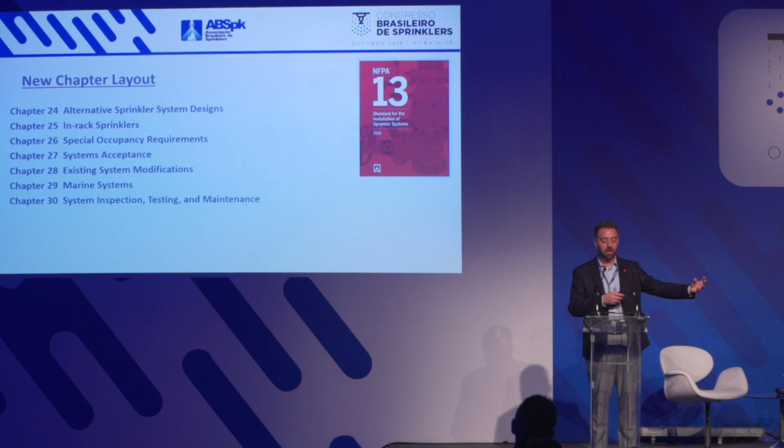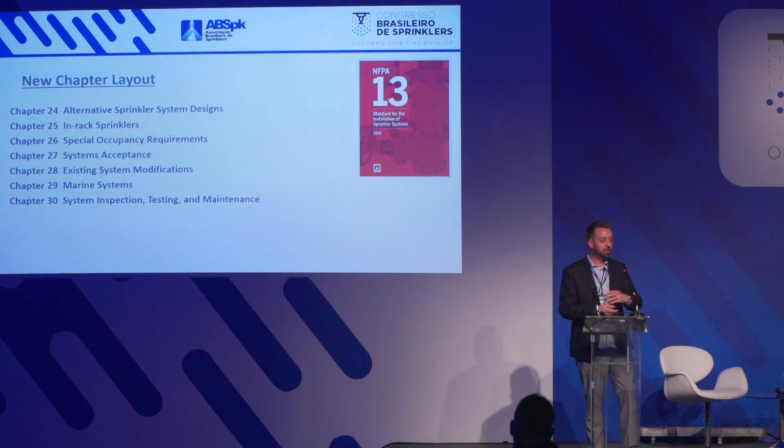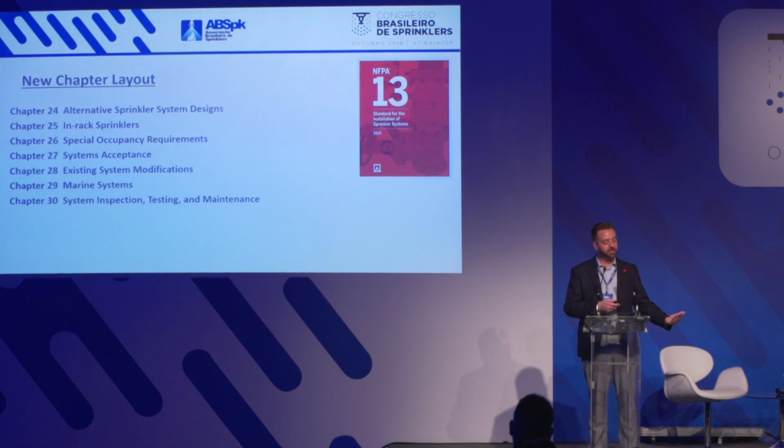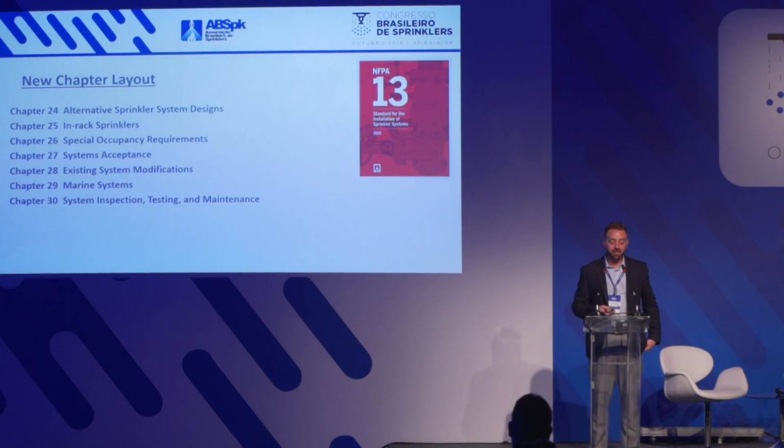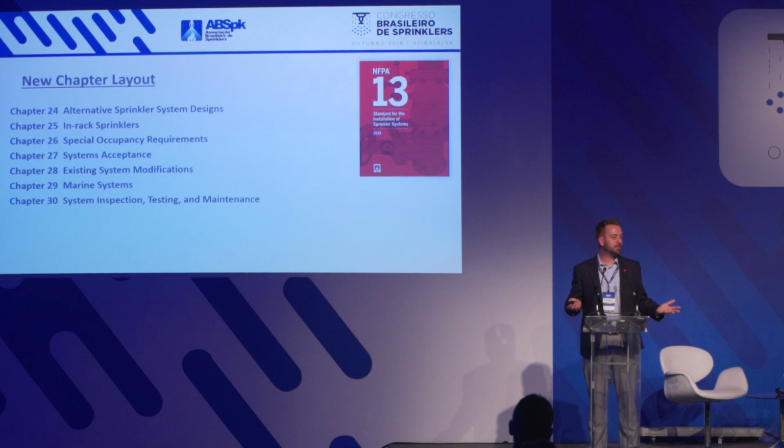We started with water supplies. Now in Chapter 27, we've worked all our way up to the acceptance of the system once it's already installed. So that's going to cover your hydrostatic test, where you pressurize it for 2 hours to make sure that you don't have any leaks in the system before placing it in service. Chapter 28, existing system modifications. A good example of something you might find in there would be how you cannot remove a sprinkler and then reinstall it. Once a sprinkler has been removed, it cannot be reinstalled.